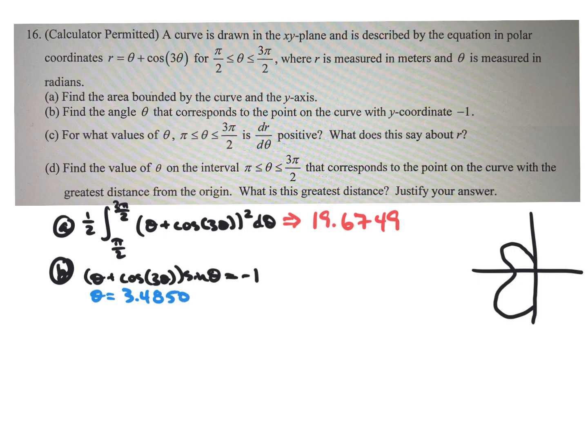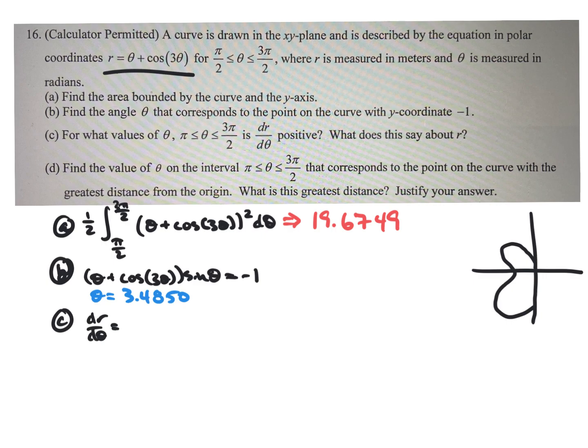All right, part C. For what values for theta, pi to 3 pi over 2 is dr d theta positive? What does it say about r? All right, so what do we need here? We need values of theta in which dr d theta is positive. So what do we need to get to? Dr d theta. And so what do we need to do here? We actually need to take a derivative of it.